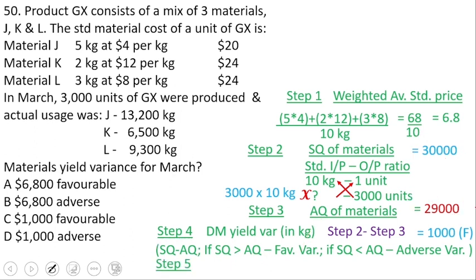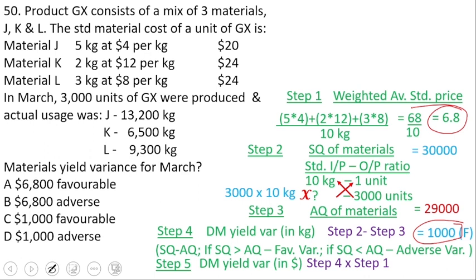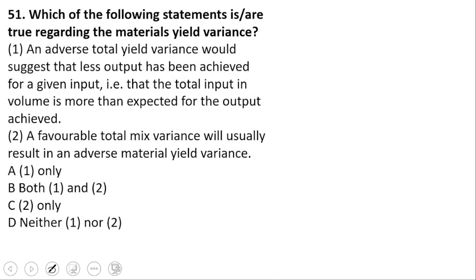Now going to step 5, we have to calculate the direct material yield variance in dollar. That's nothing but step 4, that is the direct material variance in kg, 1000 kg, multiplied by step 1, that is 6.8, which is the weighted average standard price. So 1000 multiplied by 6.8, it is $6,800 favorable. So the right answer is option A. Question number 51.